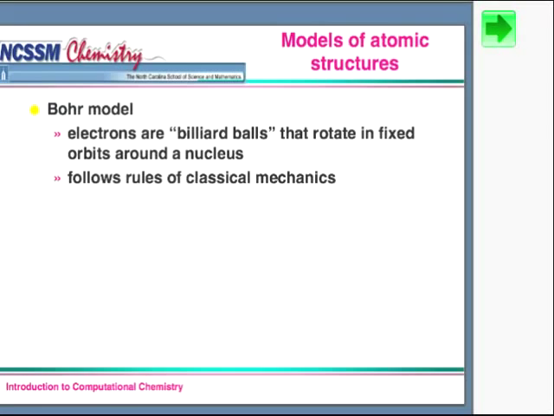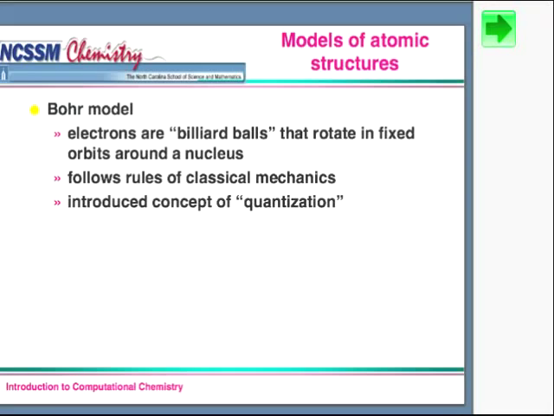Okay? And this model follows the rules of classical mechanics, where, again, as if you were trying to do a physics experiment on how billiard balls move, you would use that. That's classical mechanics. That physics would help you predict how billiard balls are going to move on a pool table and what happens when they bang into another ball and that type of thing. That's classical mechanics.